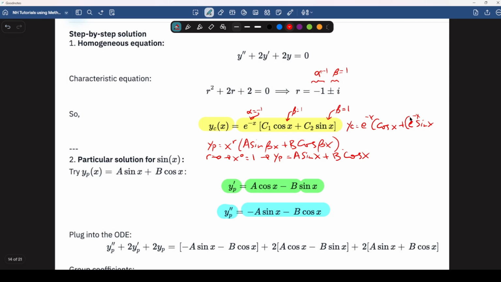So from here we can see there is no corresponding term between yp and yc. In here our yp is a sine x, and in our yc, sine x is e to the power of negative x times sine x. So it's different terms. Because it is a different term, there is no corresponding.